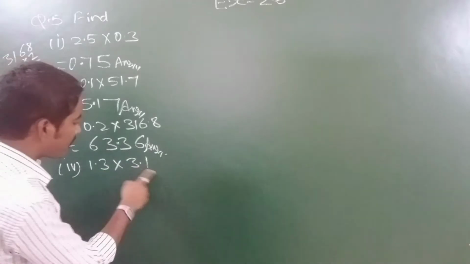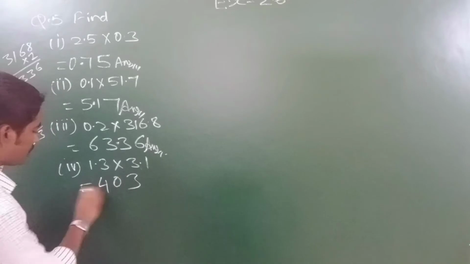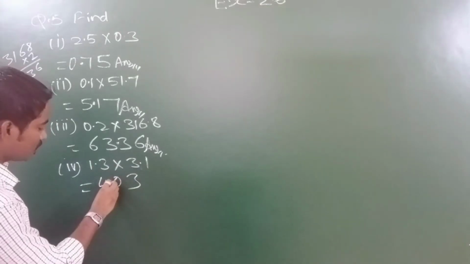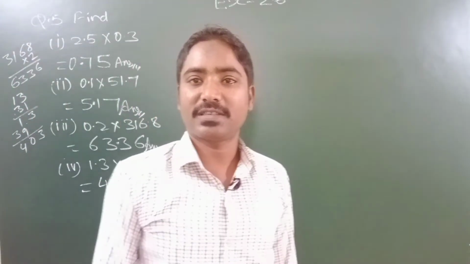Now here after the decimal 1 digit. So write the product 403 followed by the equal to sign. Here after the decimal 1 digit, after the decimal 1 digit, so in the result we will place the decimal after 2 digits.